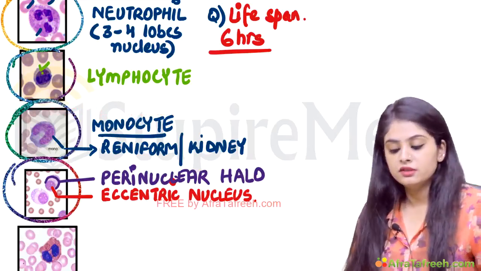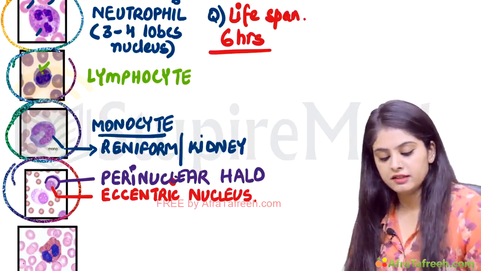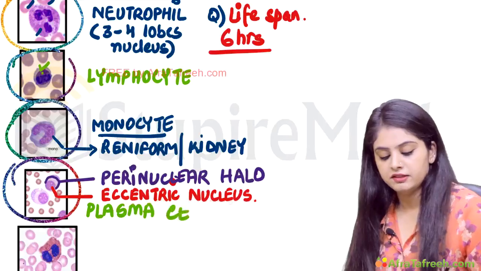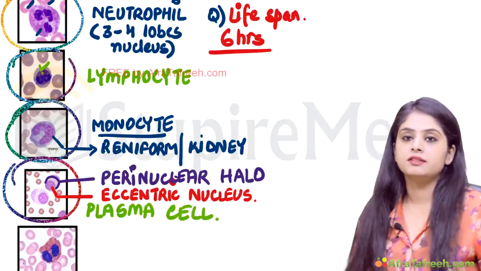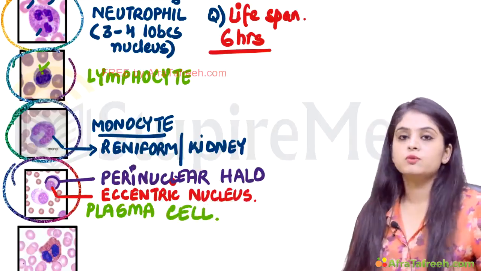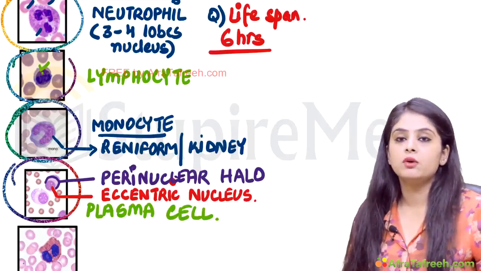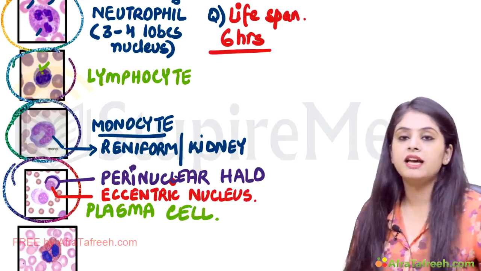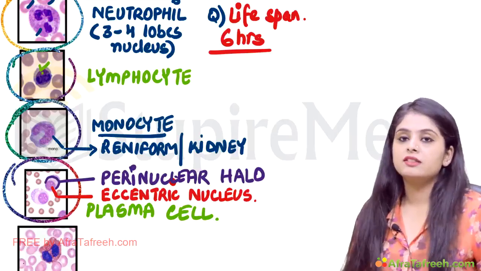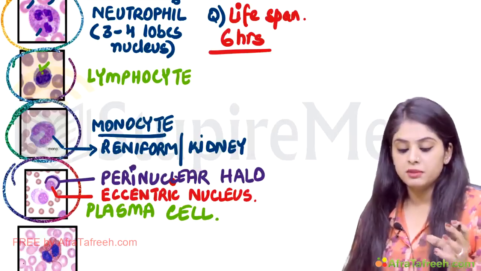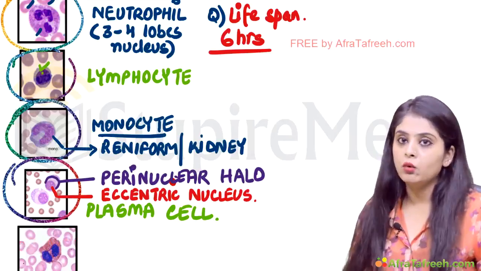What is this cell, students? This particular cell is a plasma cell. So two features which will help you identify plasma cells now onwards would be the eccentric nucleus and the perinuclear halo. There are two more questions that are asked on plasma cells, particularly on the normal plasma cell over here.